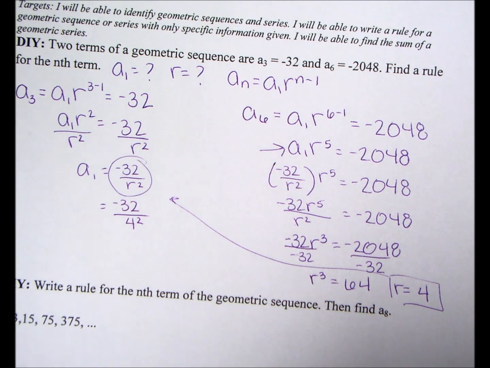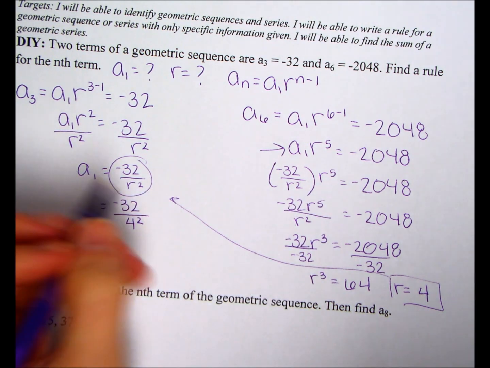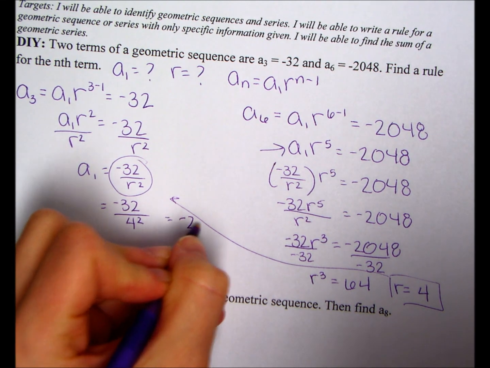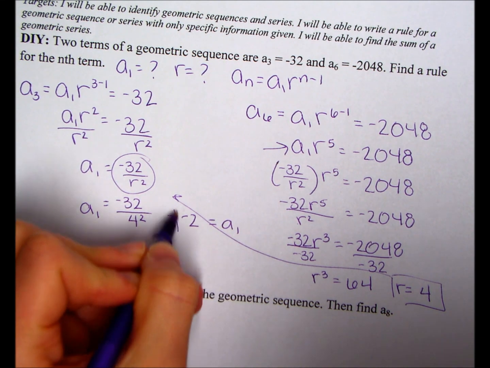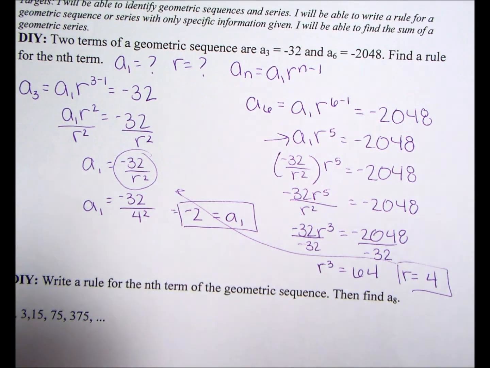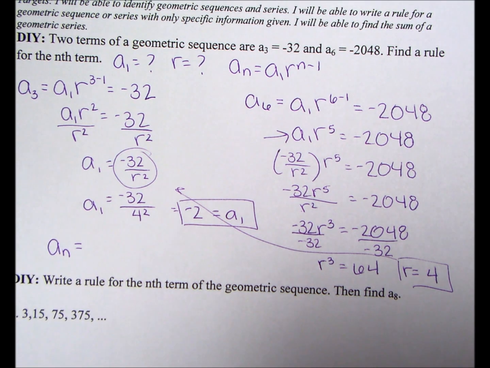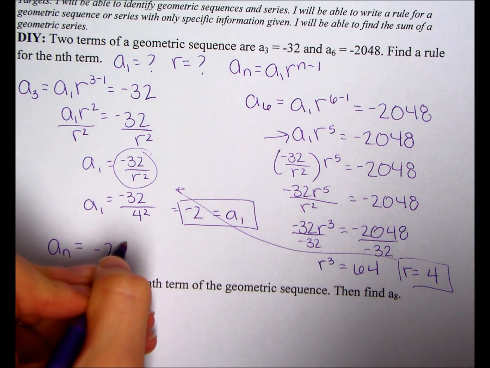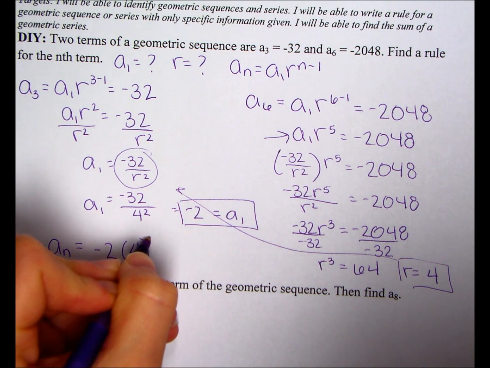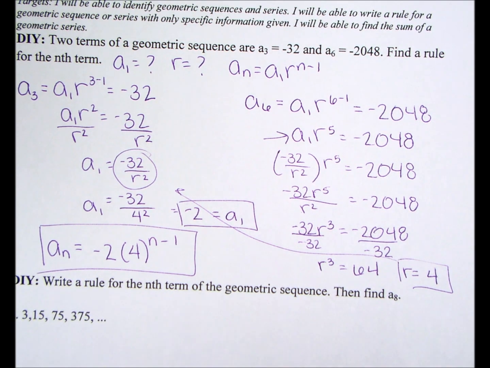So I have negative 32 over 4 squared. So negative 32 divided by 4 squared. I get negative 2 as my first term. This is a1. So I have negative 2 is equal to a1. I have my r is equal to 4. So I want to write my rule for the general nth term. So any term for this sequence of numbers can be represented saying negative 2 as my first term, 4 is my ratio, to the n minus 1, and that is your final answer, ladies and gentlemen.